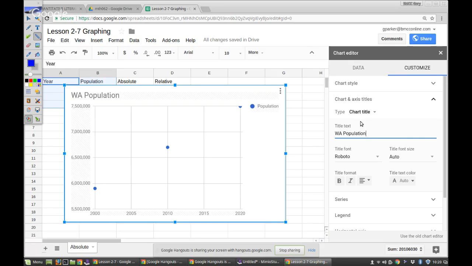And then right above Washington population, it says title text. Above that, it says chart title. If you click on chart title, it'll let you put other titles in, like a horizontal and a vertical axis title. So next, I'm going to do the horizontal axis title, and that one's going to be year.